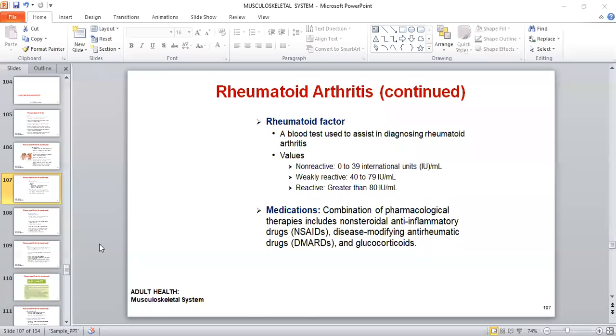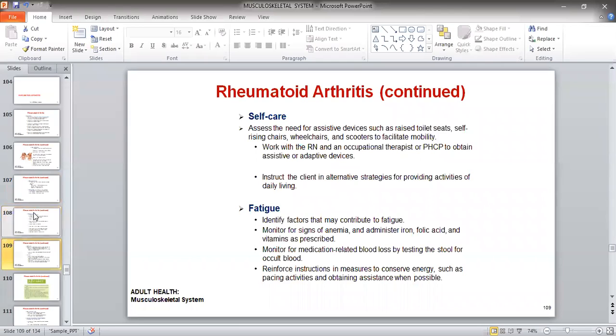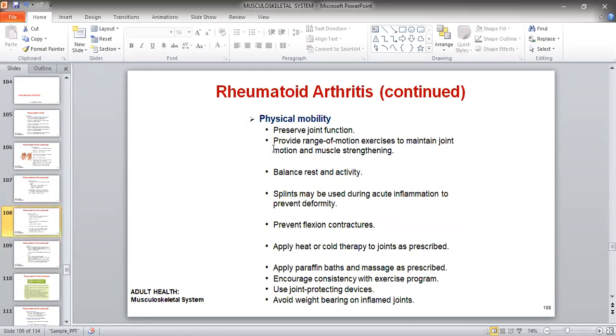Okay, so what next? Here, rheumatoid arthritis, physical mobility. Here, usually the patient preserves joint function; provide range of motion exercises to maintain joint motion and muscle strengthening.